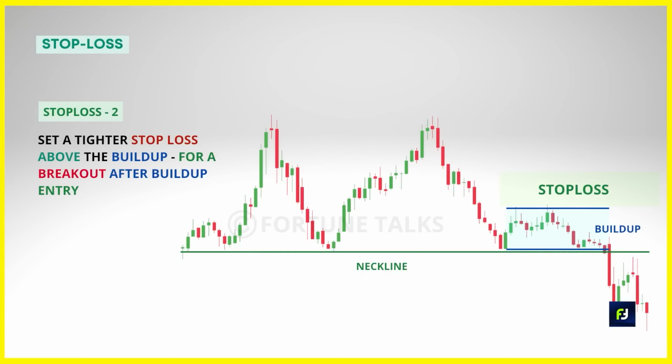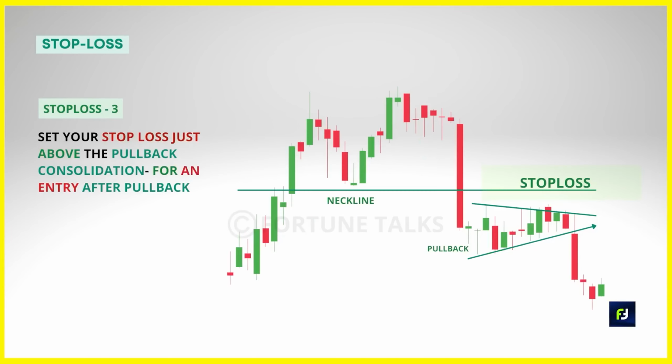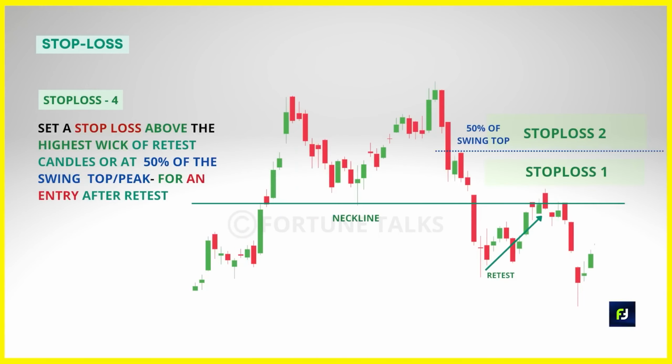Now let's say you missed both these entries and you shorted the market after the prices formed a primary pullback. Then you set your stop loss above the highest price in the group of the pullback candles, or just above the neckline if the pullback is formed very close to the neckline. Now the last method is if you are entering after a retest. In such a scenario, the stop loss can be placed just above the highest wick of the group of retest candles, or you can be more conservative and place the stop loss at 50% of the width of the pattern.